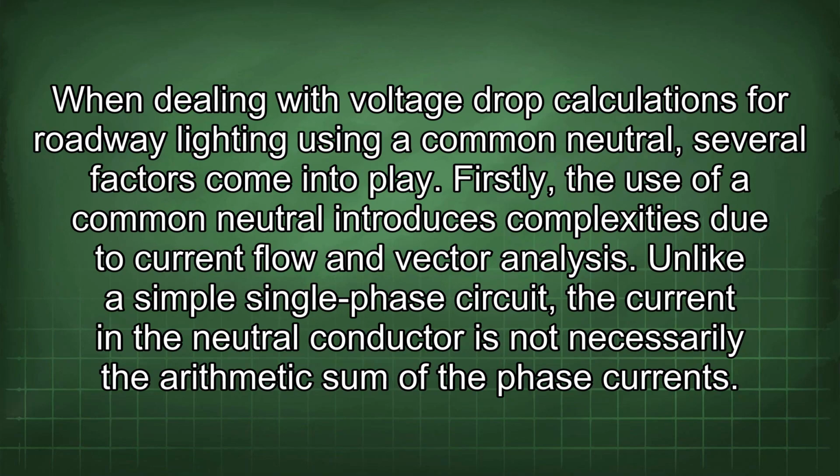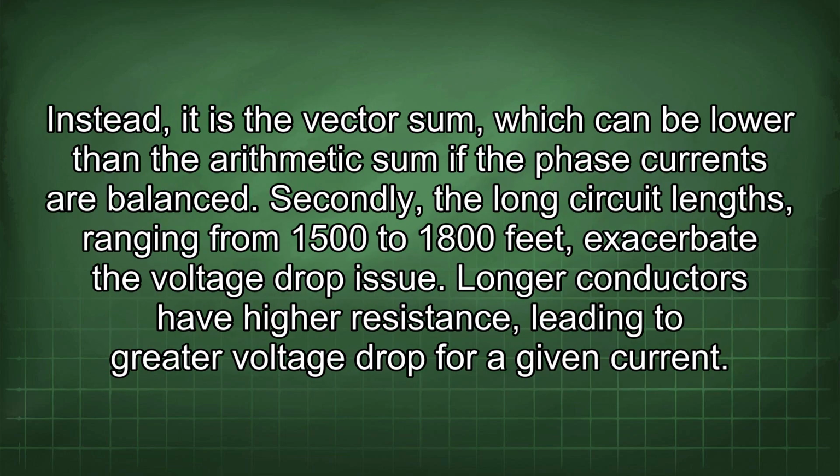When dealing with voltage drop calculations for roadway lighting using a common neutral, several factors come into play. Firstly, the use of a common neutral introduces complexities due to current flow and vector analysis. Unlike a simple single-phase circuit, the current in the neutral conductor is not necessarily the arithmetic sum of the phase currents. Instead, it is the vector sum, which can be lower than the arithmetic sum if the phase currents are balanced. Secondly, the long circuit lengths, ranging from 1500 to 1800 feet, exacerbate the voltage drop issue.